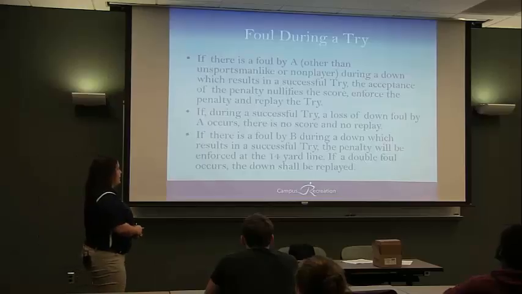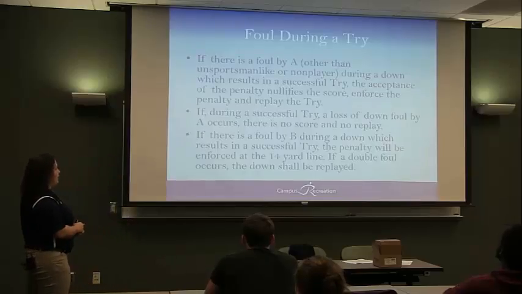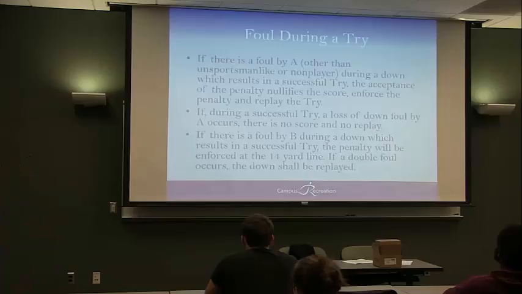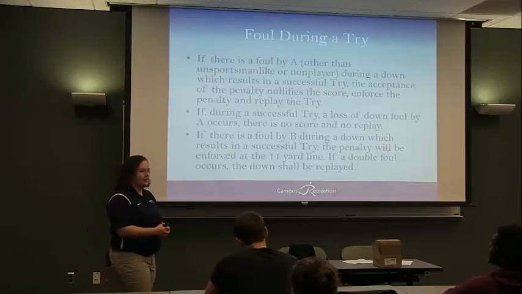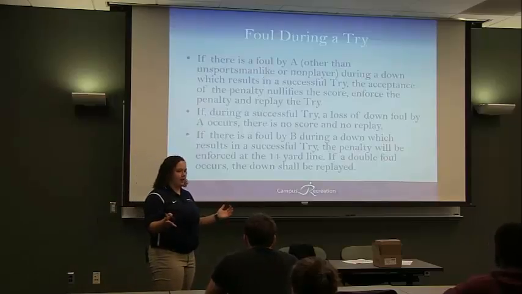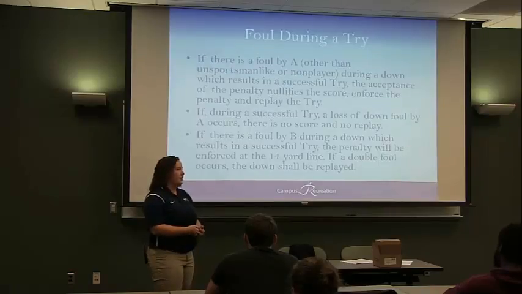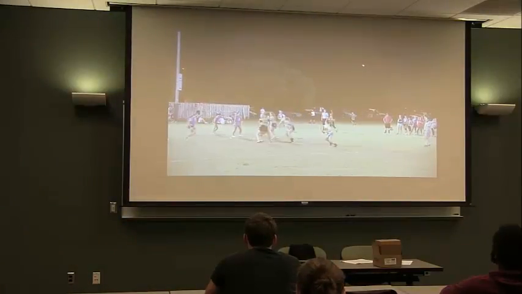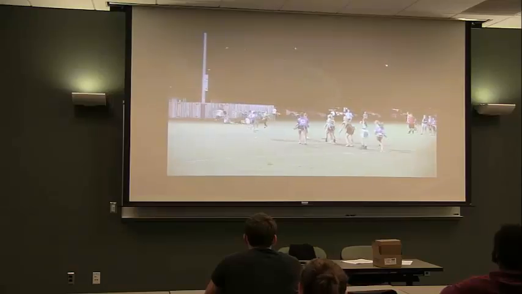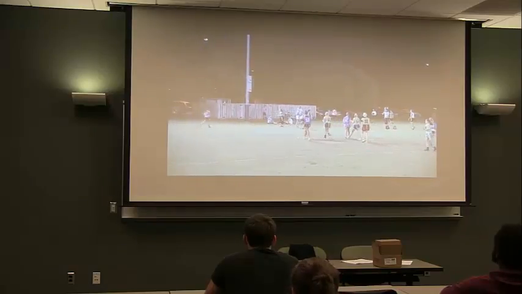There's a foul by the defense during the try. The penalty will be enforced, and they'll get a retry. If there's a double penalty, the down shall be replayed. So if it's offsetting penalties, then we'll just replay the try. So we have an offensive and a defensive penalty that are offsetting. We're just going to replay from that spot that we had before, the previous spot.